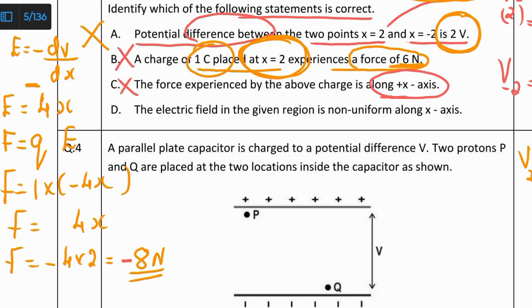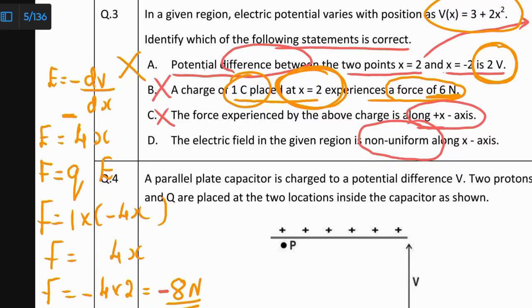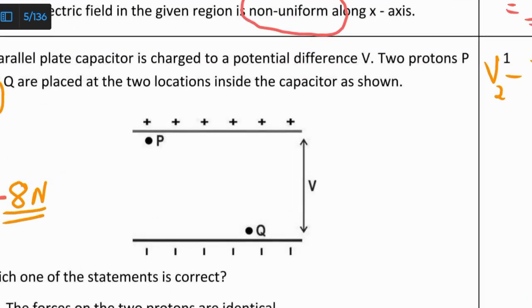Next, the electric field in the region is non-uniform. Is it non-uniform? Yes. Why non-uniform? As you see here, the electric field is given by E equal to minus 4x. So the electric field depends on the distance, isn't it? So as the distance varies, what happens to the electric field? The electric field also varies. So at different positions, the value of E changes. Therefore, we can say that the electric field is non-uniform.